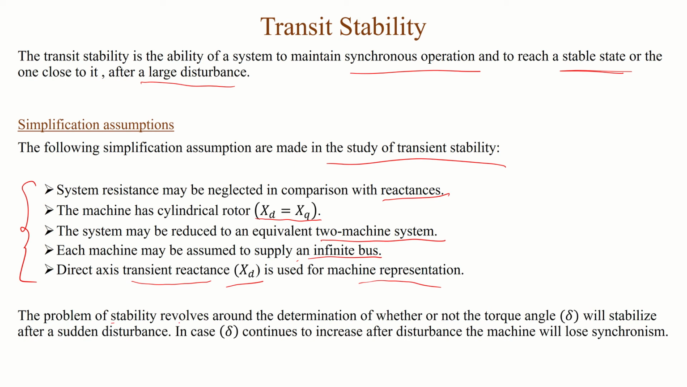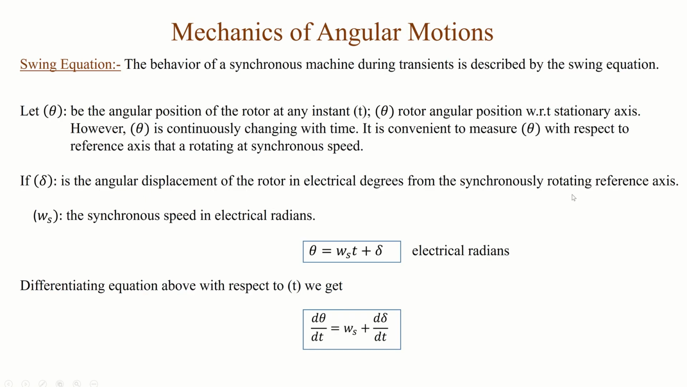So the problem of stability revolves around the determination of whether or not the torque angle, which is delta, will stabilize after a sudden disturbance. يعني أن يصير عندي اضطراب بالمنظومة إن نحافظ على التورك angle نكون be stable. Okay, in case delta continues to increase إذا استمرت التورك angle بزيادة after this disturbance, the machine will lose synchronism. يعني generator or motor is going to lose the synchronism تزامن مالته.